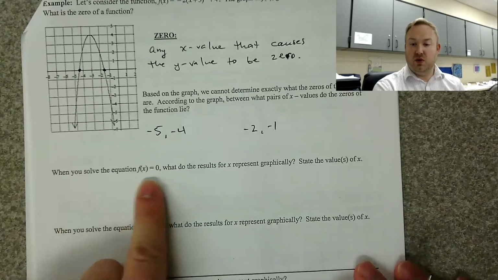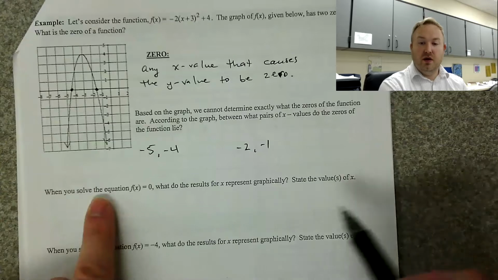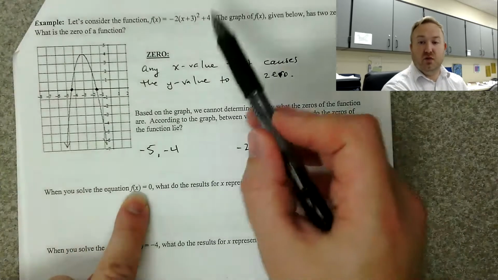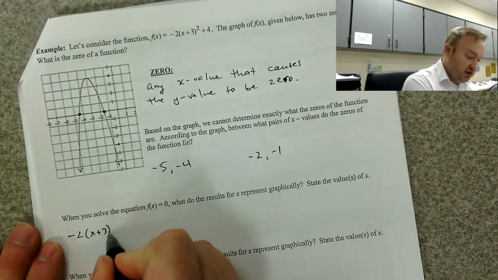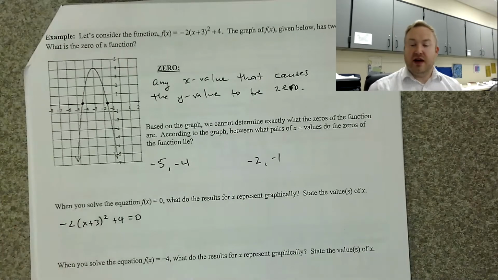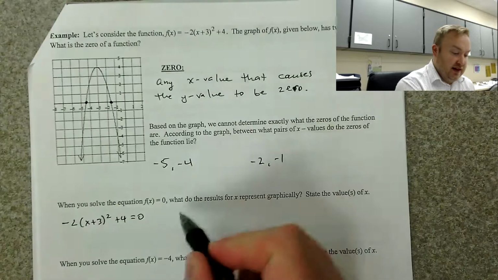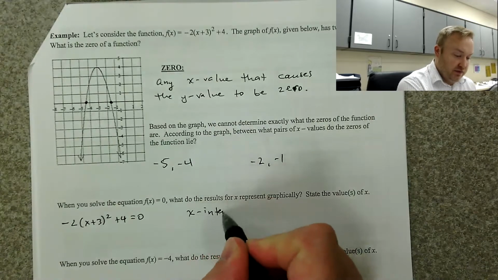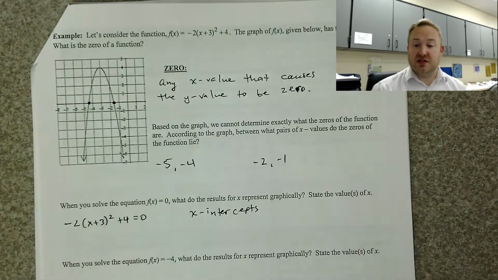It says when you solve this equation, what do the results for x represent graphically? So when I solve this equation, if I set it equal to 0, -2 times (x + 3) squared plus 4 equals 0, if I solve that, what do those results represent graphically? Graphically, they are x-intercepts. Those are points where the graph crosses the x-axis. So graphically, those are x-intercepts.